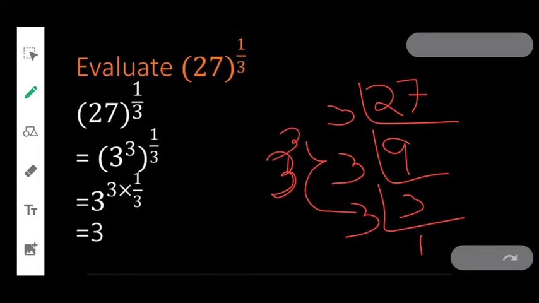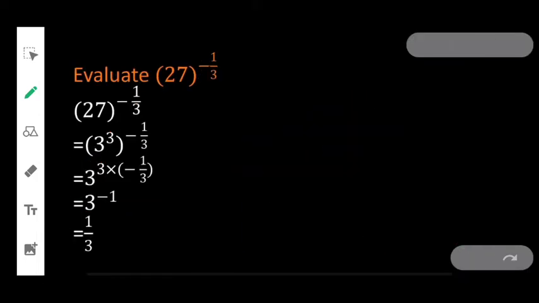So we can write 27 as 3 to the power 3, and we all know if we remove this bracket, this will be 3 to the power 3, whole power 1 by 3. Okay, this will get multiplied. So 3 to the power 3 into 1 by 3, the 3s cancel, so 3 to the power 1 is 3. Clear?